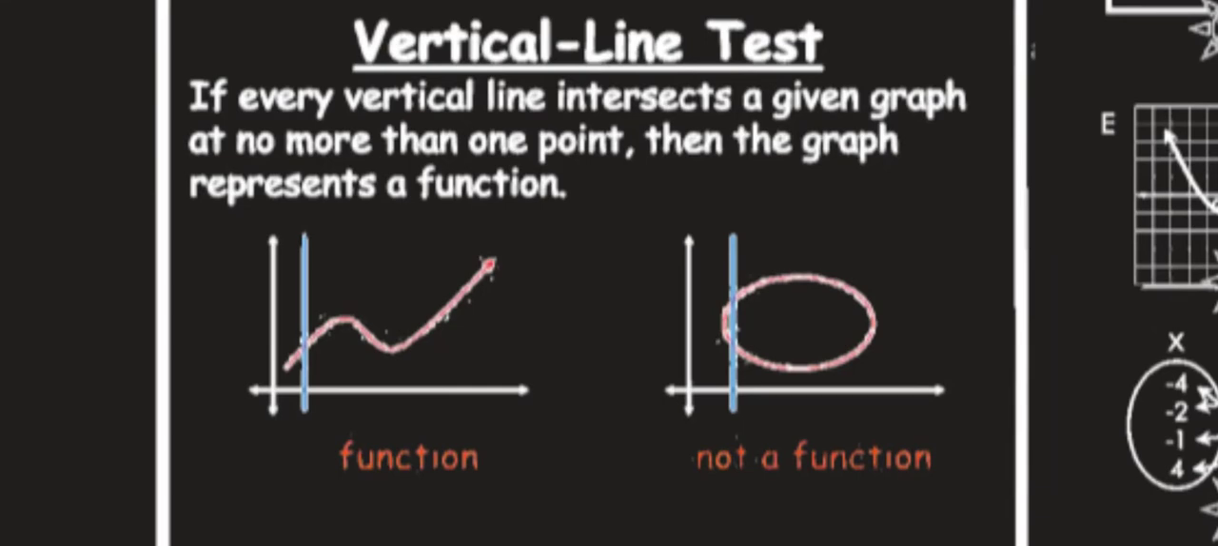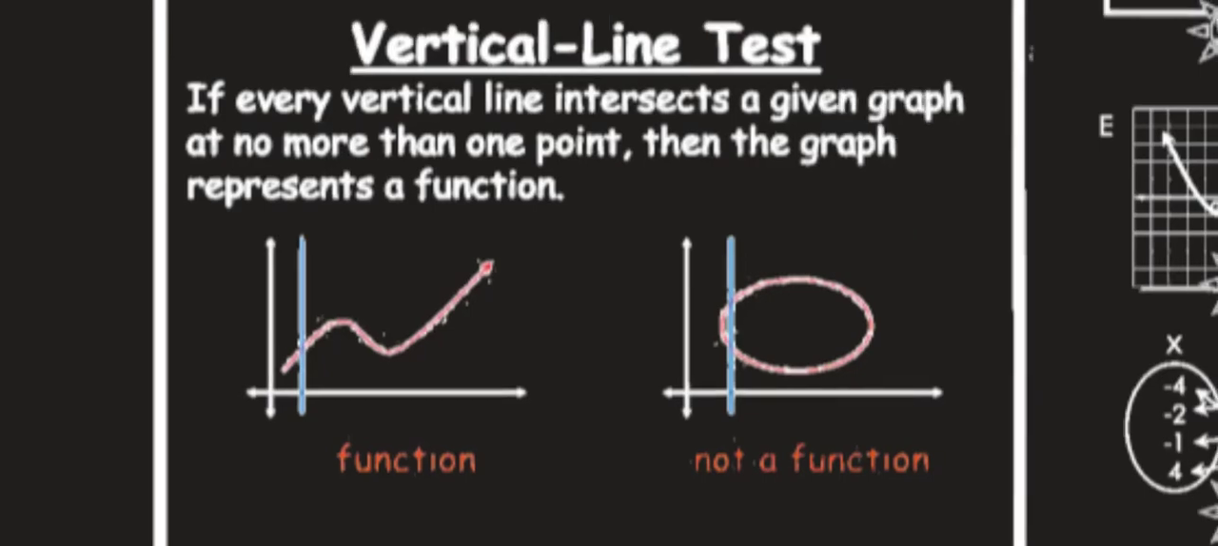In this first example, this graph passes the vertical line test as the vertical line passes through only one time. The second example is not a function because when you draw a vertical line, you can hit two places.